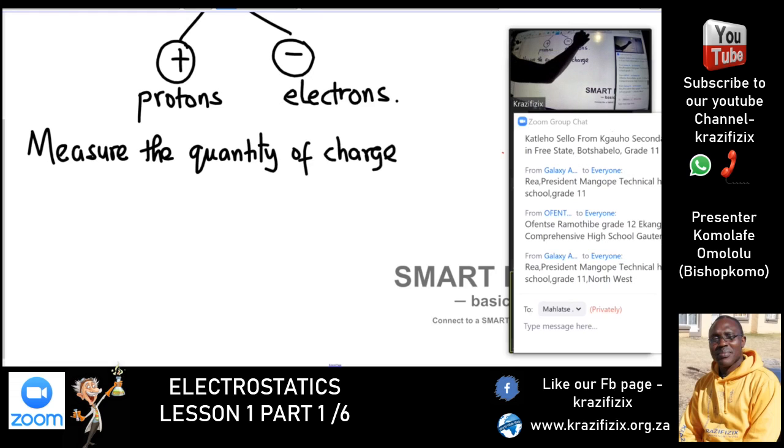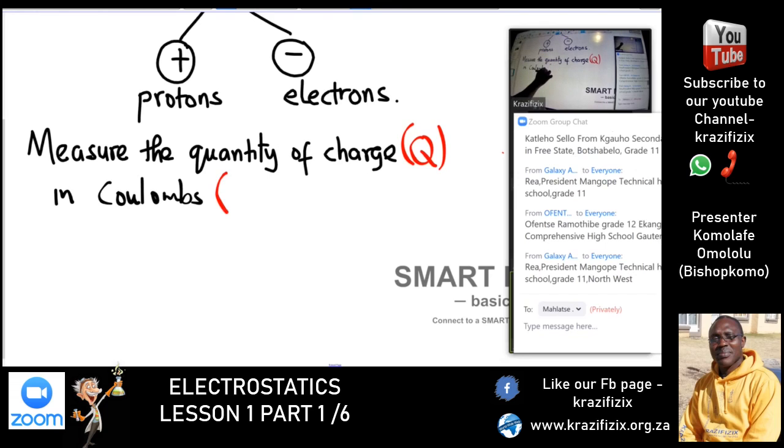And when we say quantity of charge, we are going to use the letter Q. Quantity of charge. And this is measured in coulombs. And this is capital C. So Q represents the quantity of charge, and C represents coulombs, which is the unit of the quantity of charges.